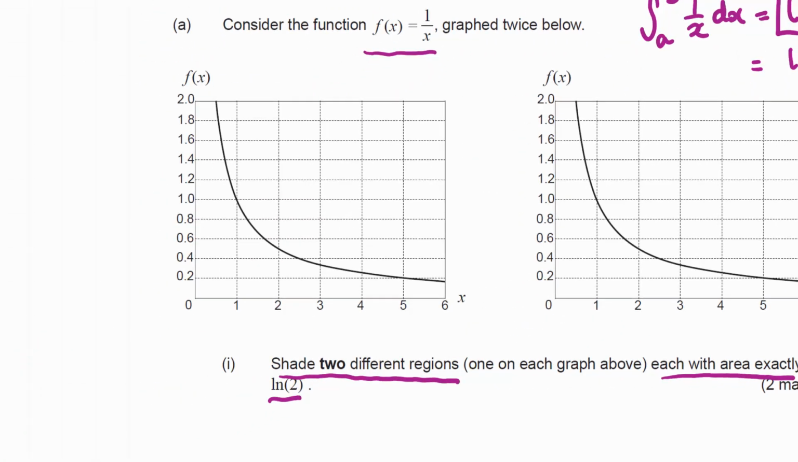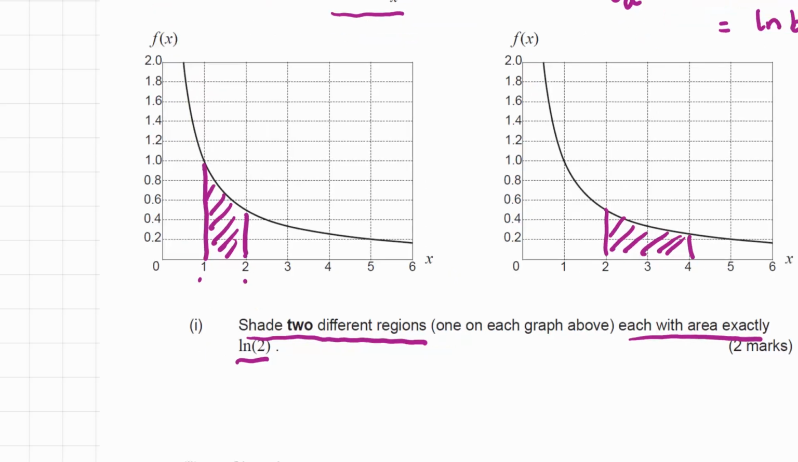So, for example, we could shade going from 1 to 2, and therefore our b is twice a. Or we could shade going from 2 to 4, and the other one that we can easily shade on here is 3 to 6.